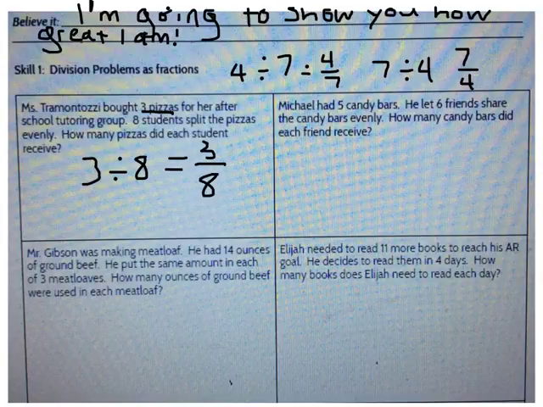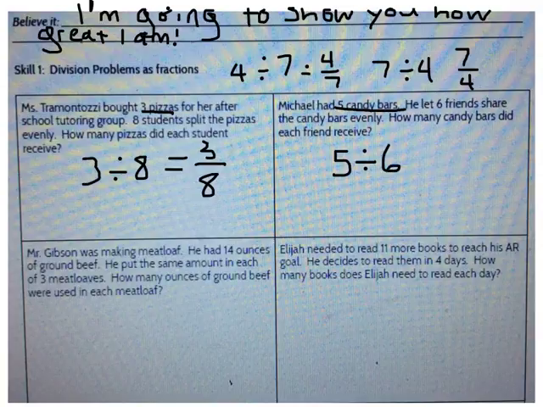Now you try one. Michael had 5 candy bars. He let 6 friends share the candy bars evenly. How many candy bars did each friend receive? What's being split up in this problem? The 5 candy bars are being split up in this problem. That's the dividend. So what division problem could we use to solve it? We could use 5 divided by 6. What's 5 divided by 6? What fraction of a candy bar would each friend receive? Each friend would receive 5/6 of a candy bar.